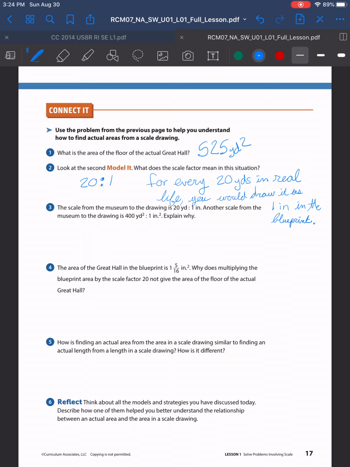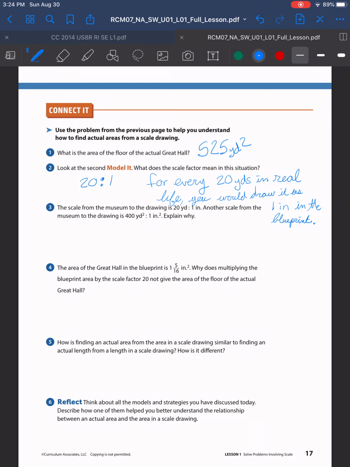Number 3. The scale from the museum to the drawing is 20 to 1. Another scale from the museum to the drawing is 400 to 1 inch squared. Explain why. Okay, so why can I say the same scale for the same picture could be 400 yards squared to 1 inch squared? Okay, so let's think about it. We know that squared has to do something with area. When we talk about area, it means that we are multiplying by a length and a width, correct?